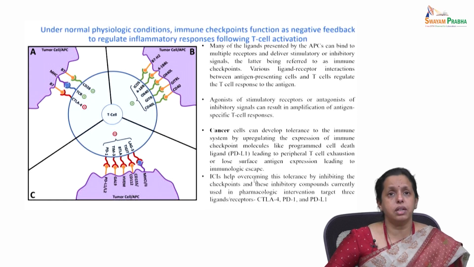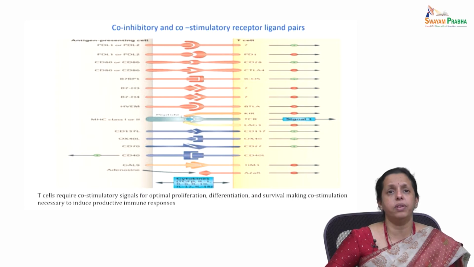Your immune checkpoint inhibitors, what do they do? They will bind to this. Suppose you have anti-PDL1, the monoclonal antibodies will bind to this particular PDL1, and these inhibitory compounds are currently used in pharmacological interventions using the three different ligands. We will be talking about these three different ligands.